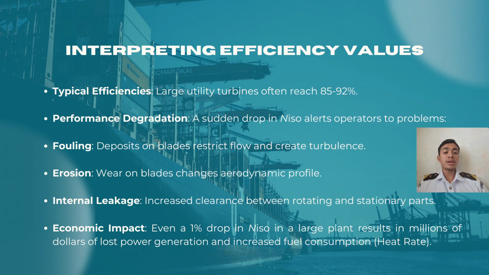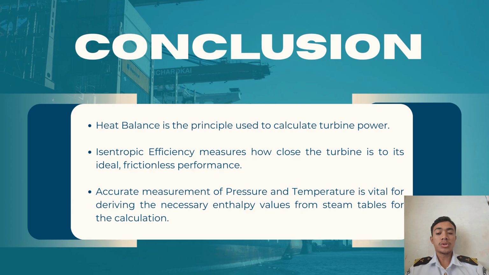A lower η_iso results in a higher heat rate, meaning the plant must burn more fuel to produce the same amount of electricity, making the operation significantly more expensive. Conclusion. Heat balance is the principle used to calculate turbine power.